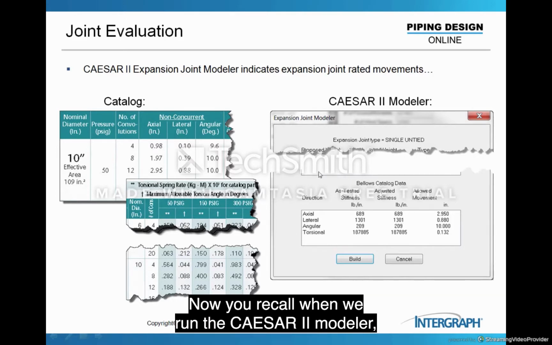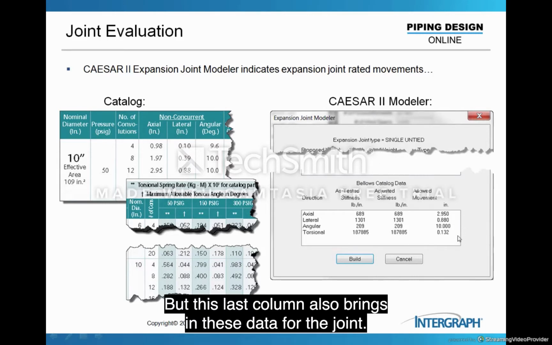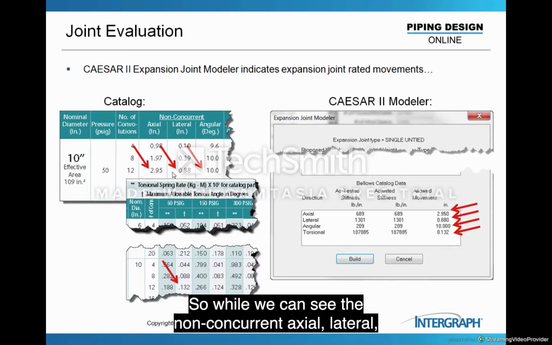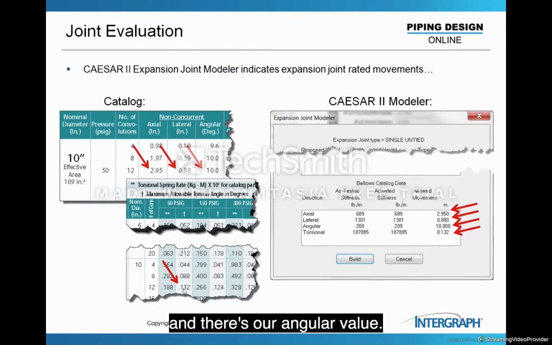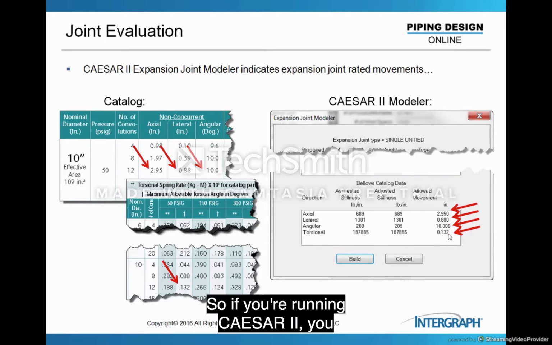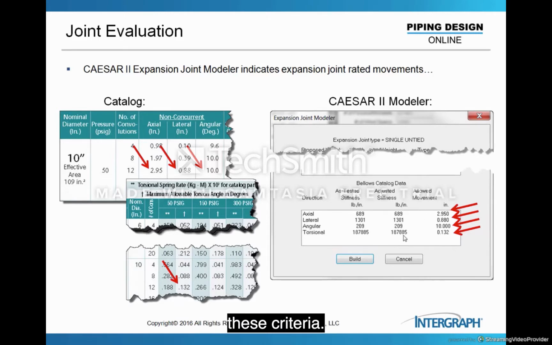Now, you recall when we run the Caesar 2 modeler, the program shows us the stiffnesses of the joint, but this last column also brings in these data for the joint. So while we can see the non-concurrent axial, lateral, and angular, here they are from the Caesar 2 program, and there's our angular value. So if you're running Caesar 2, you may wish to write these numbers down because in the next step here, we're going to evaluate the overall joint deflection using these criteria.